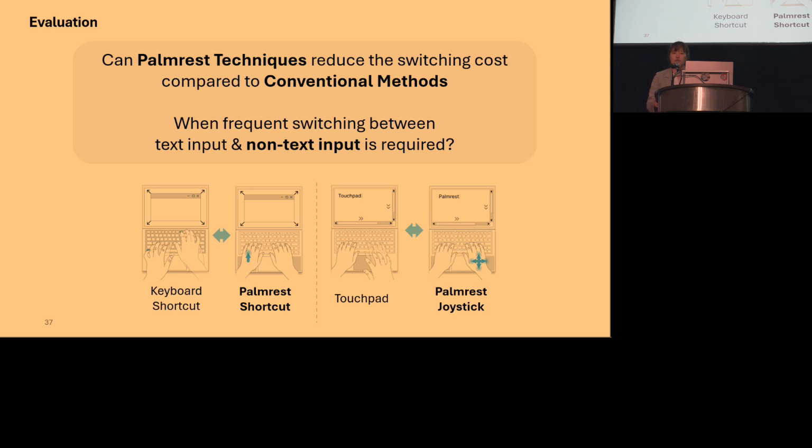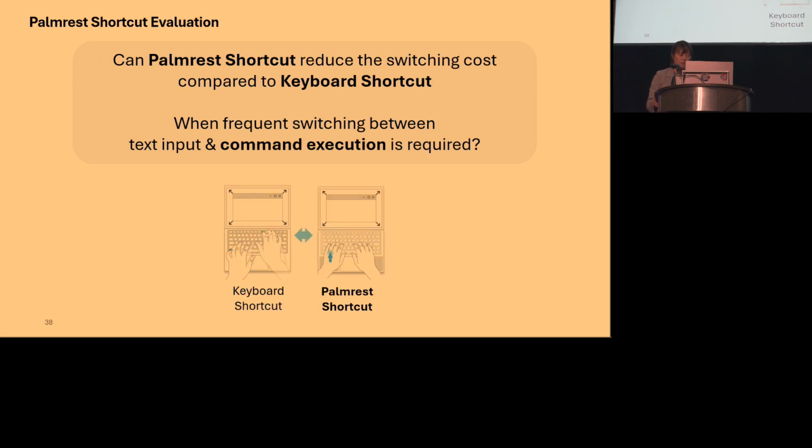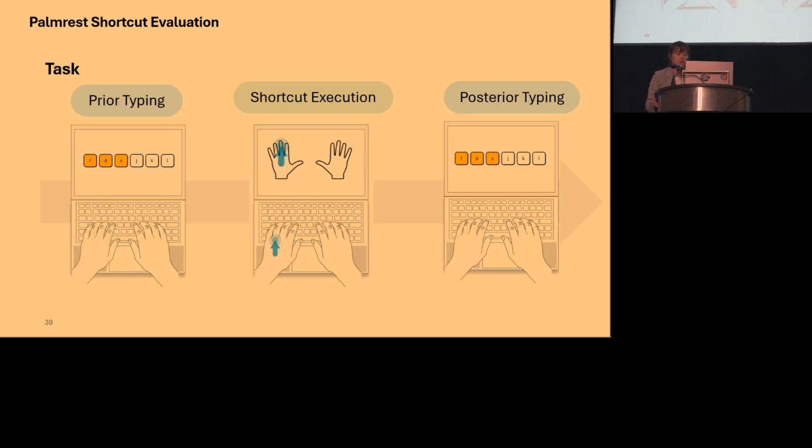To validate the interaction techniques, we conducted 2 user studies. Our goal was to verify whether the Palmrest techniques can reduce the switching cost compared to conventional methods when frequent switching between text input and non-text input is required. For the evaluation of Palmrest shortcut, we assessed the performance of a shortcut execution task in comparison to keyboard shortcuts. The task is designed to simulate a situation where a user executes a shortcut in the middle of typing.